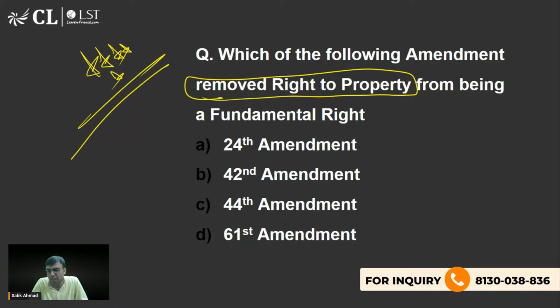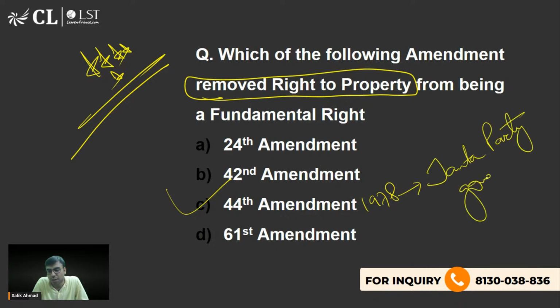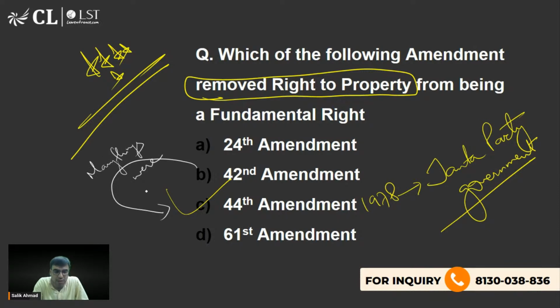Yes, Dharini and Meili, you are both right. C is the right answer: the 44th Amendment, 1978. Which government was there? The Janata Party government. Basically, in 1978, it is said that a lot of things were reversed. Whatever the 42nd Amendment did, not all, but many things were reversed by the 44th Amendment. So C is the right answer to this question.